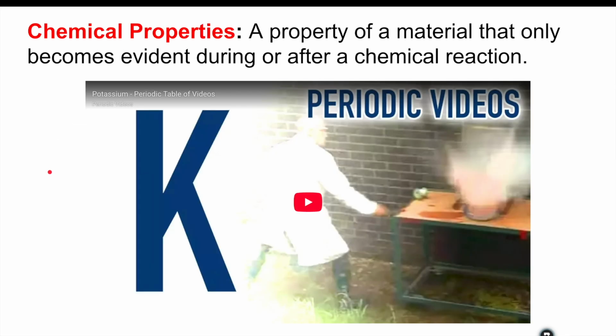So first of all, what is a chemical property? A chemical property is a property of a material that only becomes evident during or after a chemical reaction. Please watch this video. This is a video of some chemists putting potassium into water and then talking about how reactive potassium is. So it's a pretty interesting video.